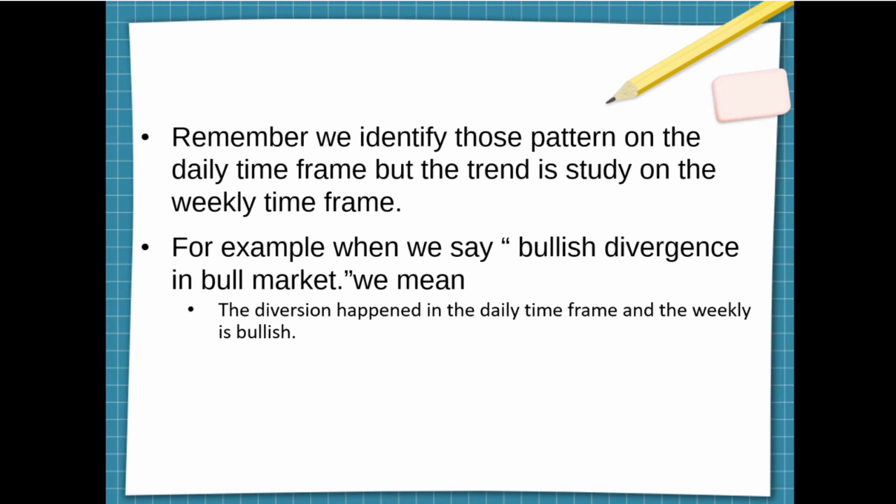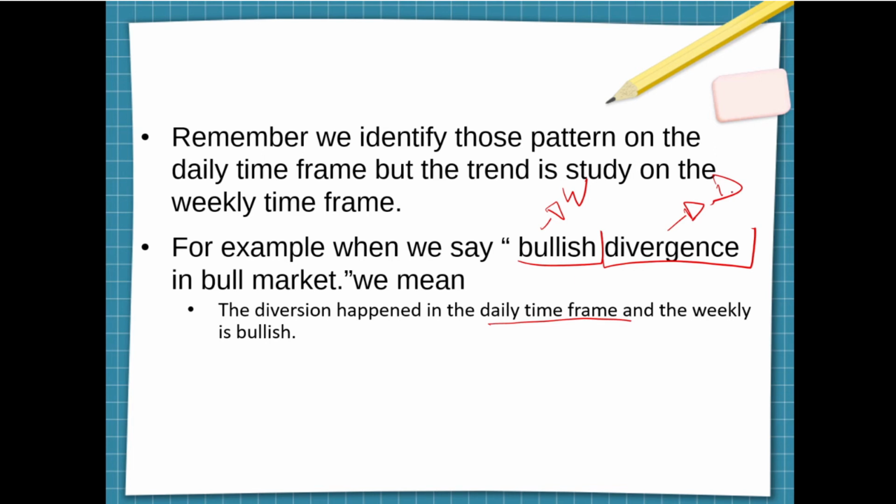So remember, we identify those patterns on the daily time frame, but the trend is studied on the weekly time frame. So we use the weekly to study the trend, but we use the pattern, like I said, on the daily time frame. For example, when we say bullish divergence in a bull market, we mean the divergence happens on the daily time frame, but the weekly is bullish. The trend study tells you this is bullish, this is what you get on the weekly time frame, and the pattern tells you this is a divergence, and you get this on a daily time frame.